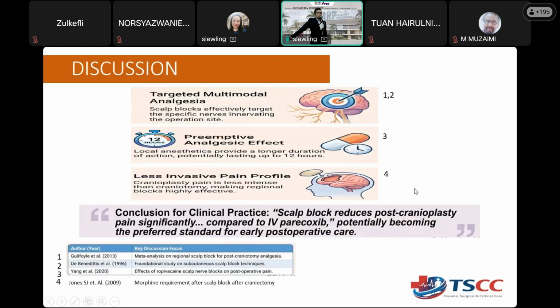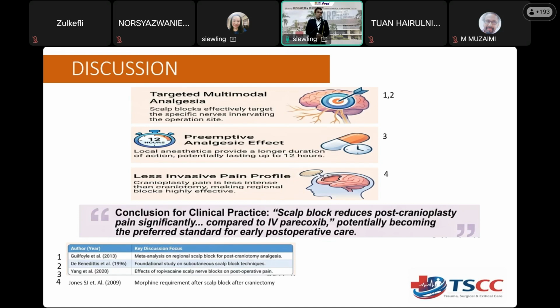So, in terms of the scalp block, scalp block provides targeted multimodal analgesia by giving specific regional anesthesia to the areas. It was first introduced in 1996, and since then there has been extensive usage of the scalp block for intraoperative awake craniotomy management and also post-operative craniectomy or neurosurgery management as well.